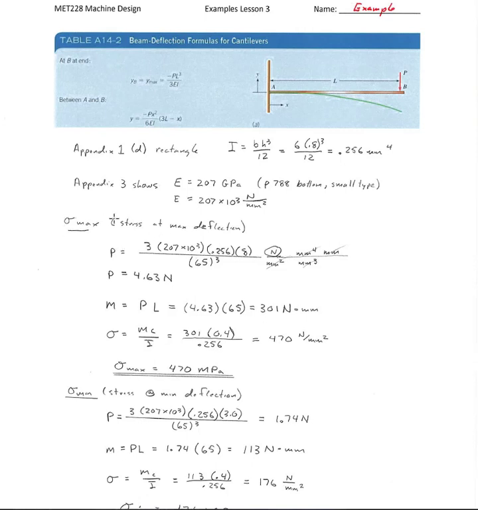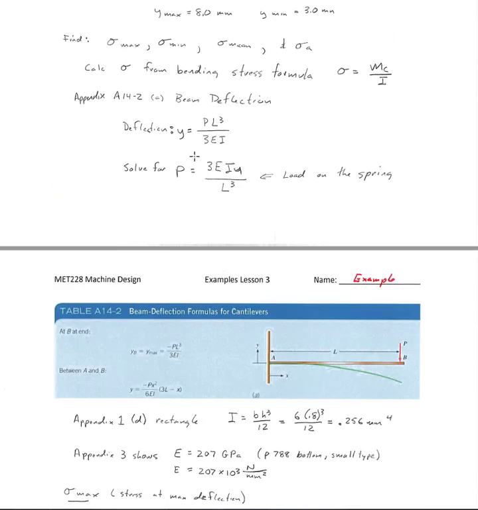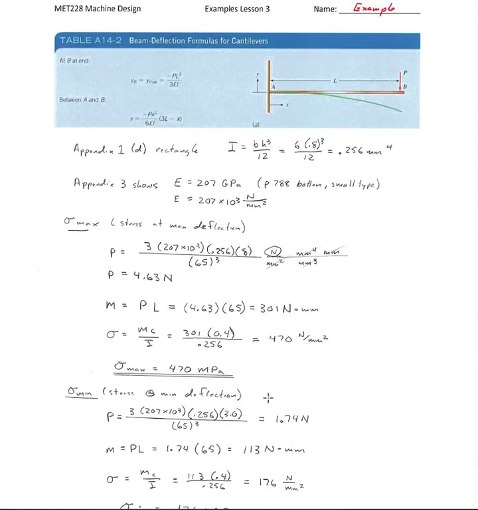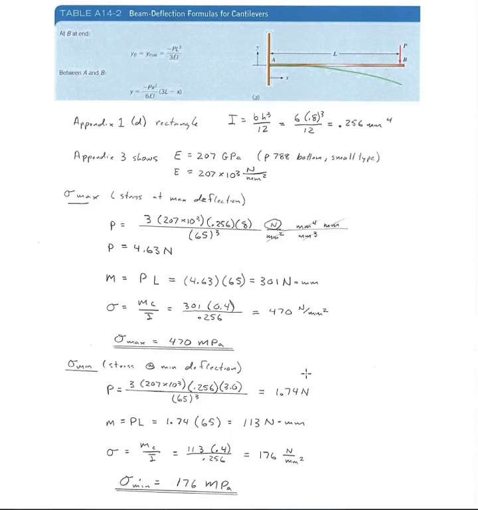Our sigma max is going to be based on our max deflection, right? I input all the variables into my equation, that's this equation right here, 3EIY over L cubed. I solved that with all my units, and what I get is P is 4.63 newtons. Then we know that our moment is going to be P times L, which is 301 newtons per millimeter squared, and then our MC over I is going to be 470 megapascals.